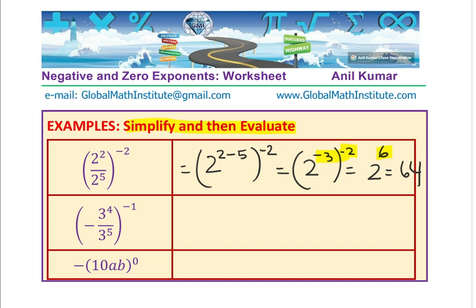In the similar fashion, can you do the next one? Let's try to do it. Now here we learn another strategy. So let me rewrite this as we have negative inside, right? And 3 to the power of 4 minus 5 means this. And then we have minus 1. So here we have minus 3 to the power of minus 1. Because 4 minus 5 is minus 1.